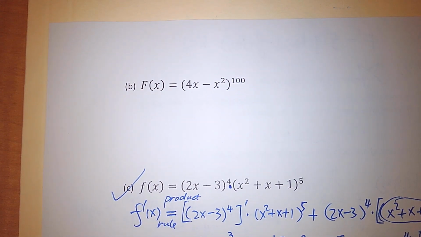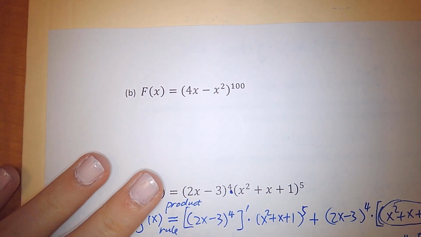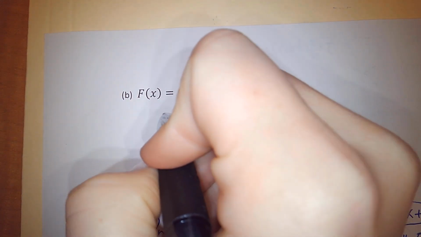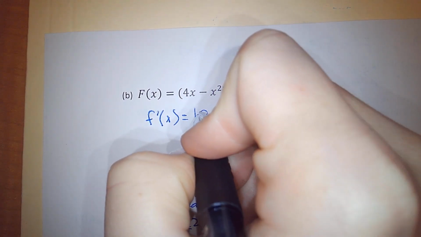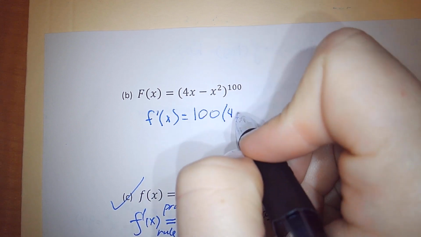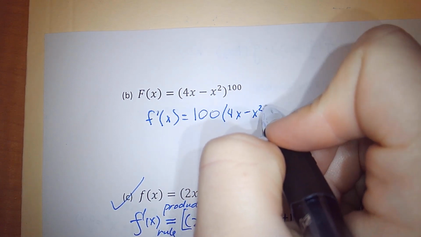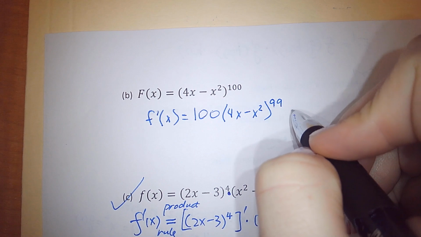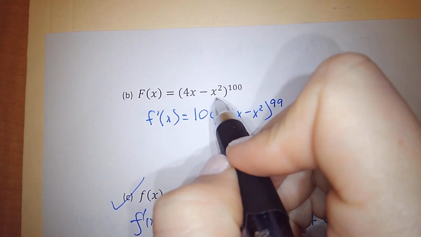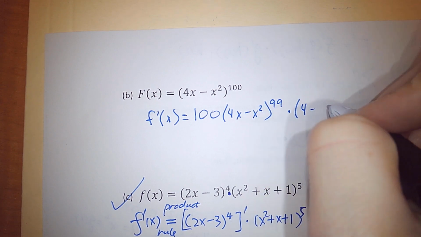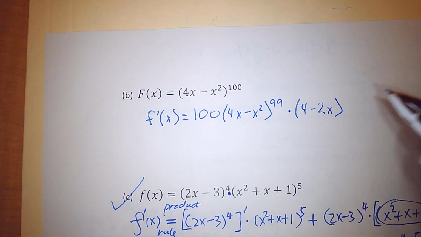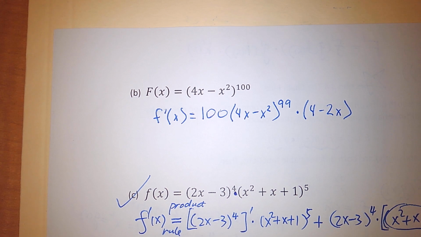Okay, I don't really know if I got this right, so we're just gonna try. You take the exponent and you bring it to the front, so you have f prime of x equals 100, and then you leave what's inside, and then you subtract 1, and you have to multiply it by the derivative of what's inside, so that would be 4 minus 2x. Question mark. Agree with Brittany? Yes or no?